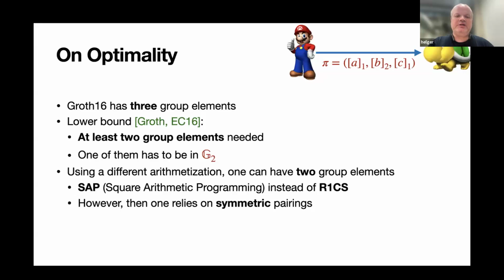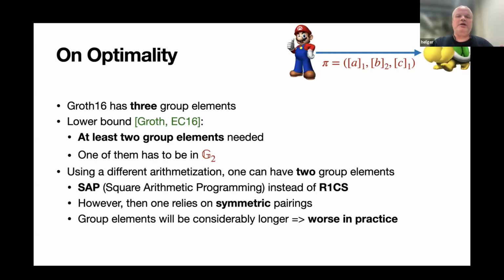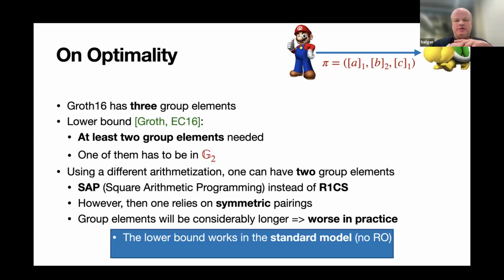But the problem in this case is that one uses symmetric pairings. And in the case of symmetric pairings, the group elements are considerably longer. So while you only use 2 group elements, bitwise you suffer. So this is actually not a good solution because the argument is going to be longer than in the case of CROT16.